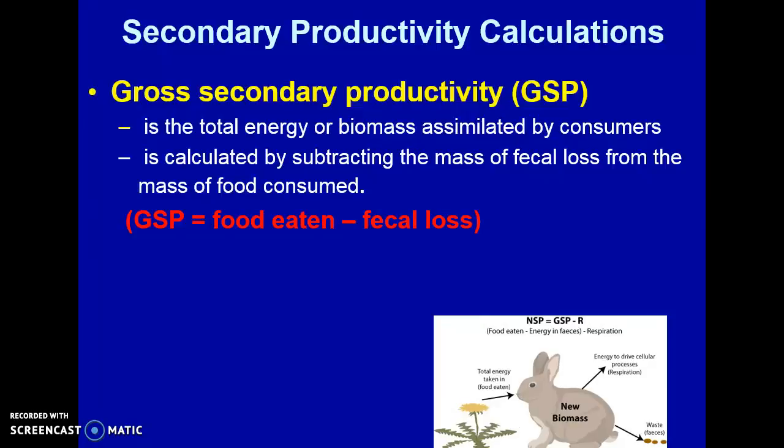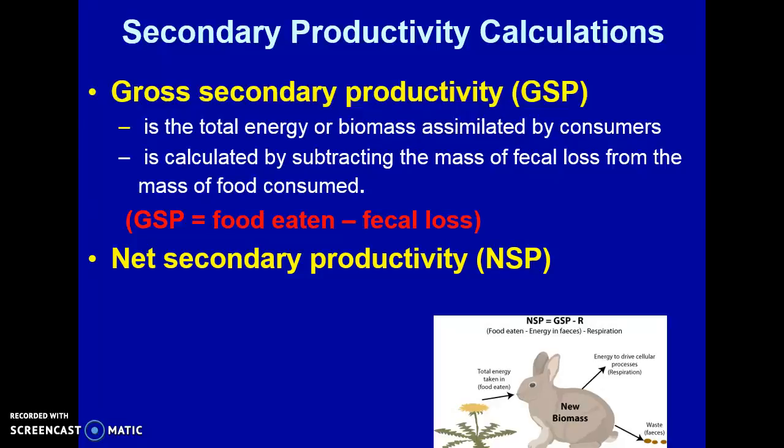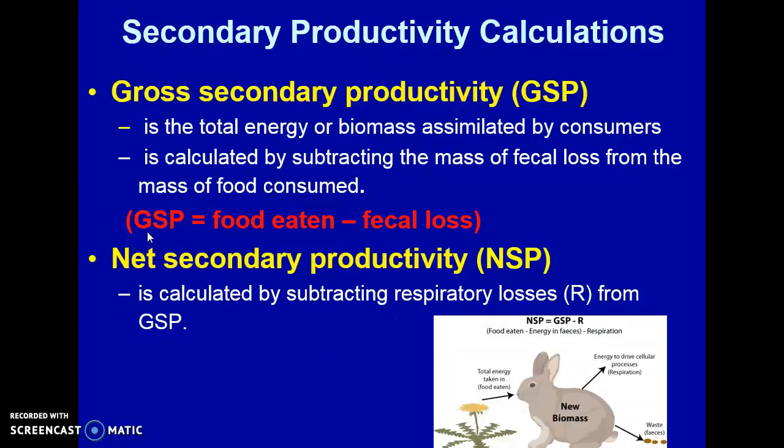Okay, but what about the net secondary productivity? Well, remember, net refers to after taxes, and in our calculations, what represented taxes? Respiration. So now for net secondary productivity, I have what? This guy, same pattern, minus our respiration. So what are the daily activities that bunny's doing that might cause it to heat up or respire? So now I'm going to subtract the R.